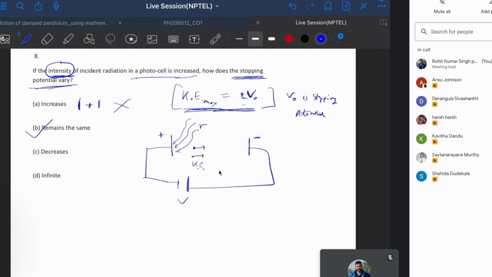And the potential that you are applying here to stop this electron from reaching the cathode should match the kinetic energy of the electrons coming. Correct? Then only you can stop it from reaching here. And since this stopping potential depends on the kinetic energy, and kinetic energy in turn depends only on the frequency of the light, changing the intensity will not change the kinetic energy and hence will not change the stopping potential.